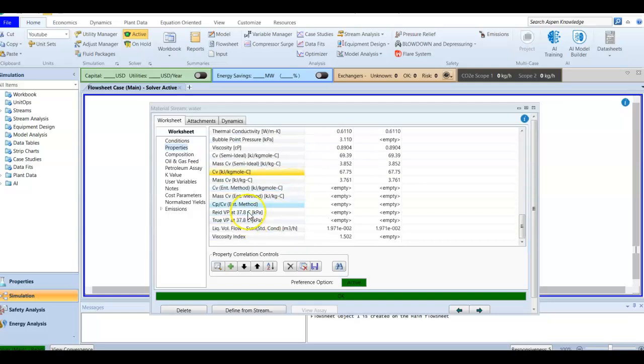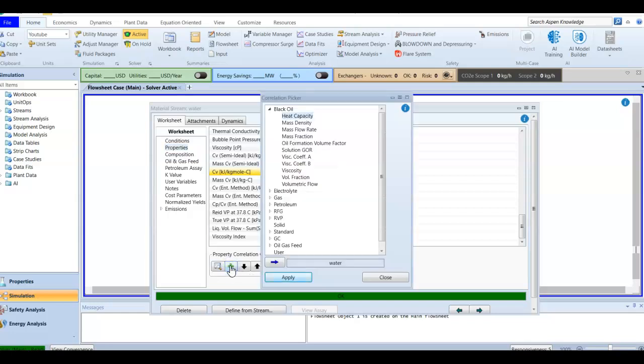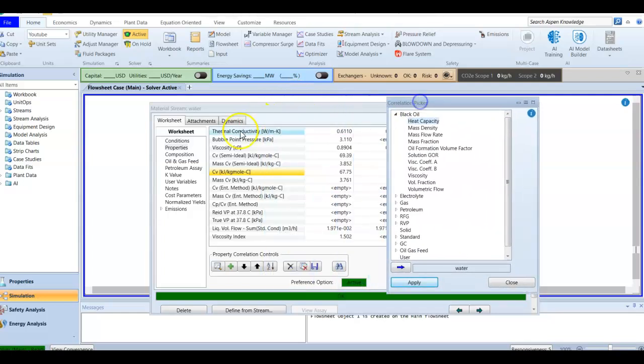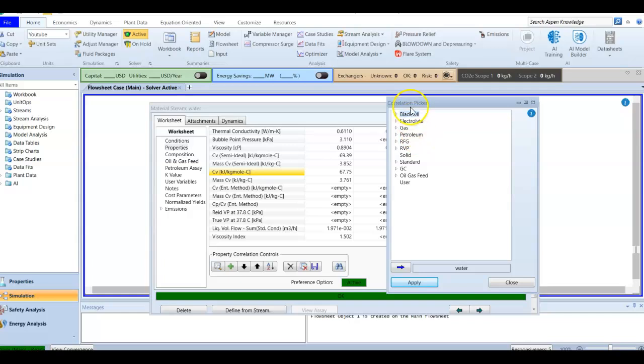If you are looking for a specific property and it is not available here, you can add it. In this first section, you can view all the correlation set list. The second section here is really important, which is related to adding a new correlation. So if the information I'm looking for about the water is not available here, I can go over here and look for the information that I want to add.